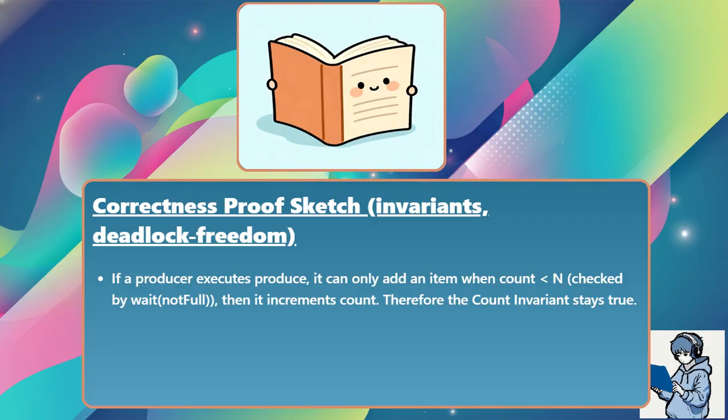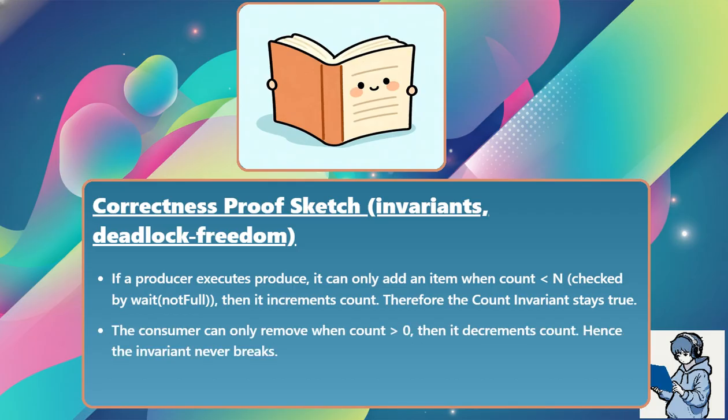If a producer executes produce, it can only add an item when count is less than n, checked by wait not full, then it increments count. Therefore, the count invariant stays true. The consumer can only remove when count is greater than 0, then it decrements count. Hence, the invariant never breaks.